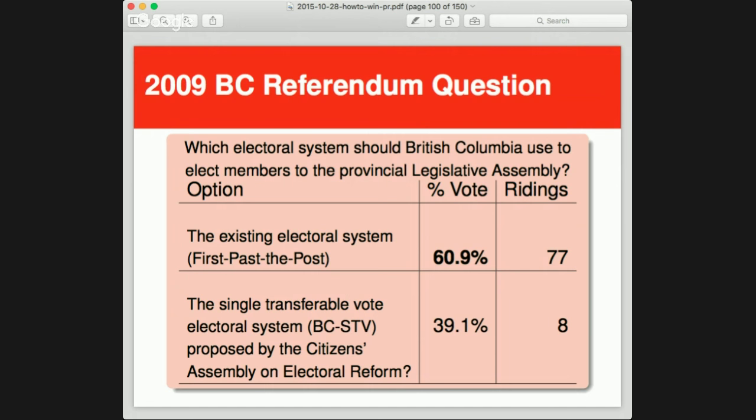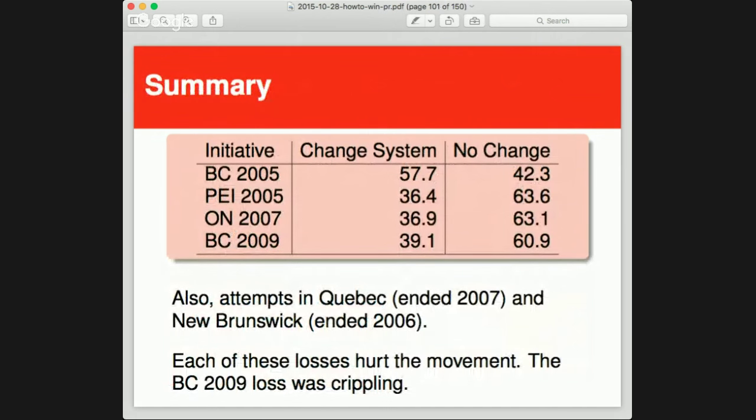but they won in BC, except that the threshold killed them. But then PEI had a referendum, lost. Ontario had a referendum, lost. BC had another referendum, lost. So each one of these really hurt, right?